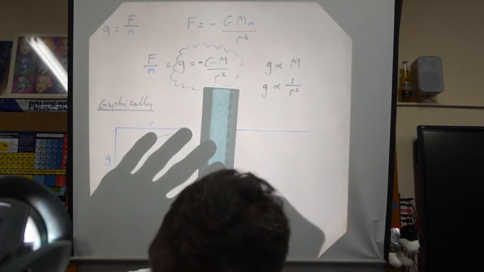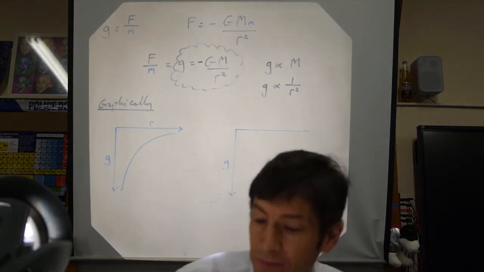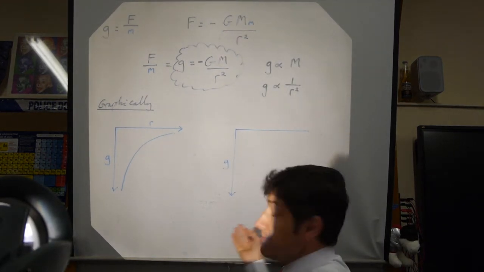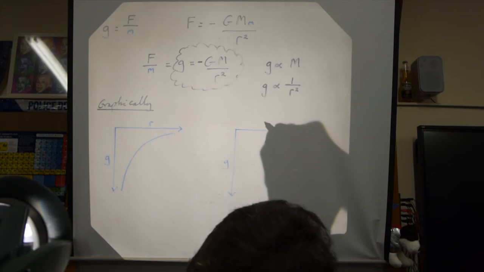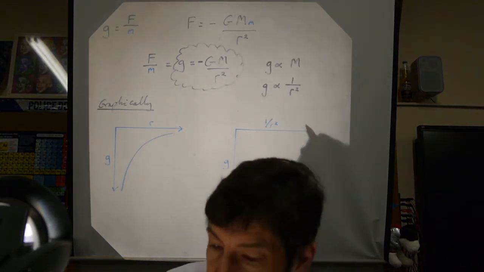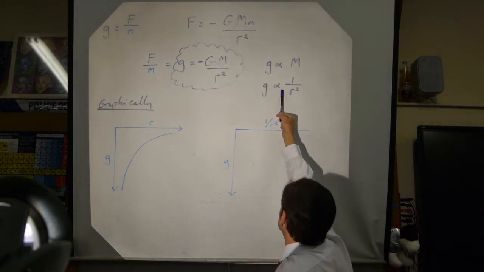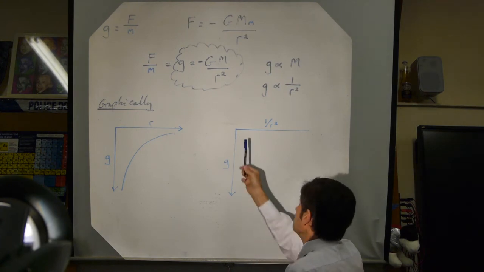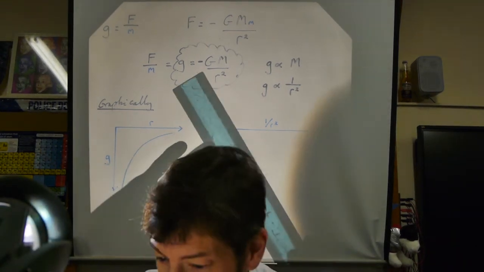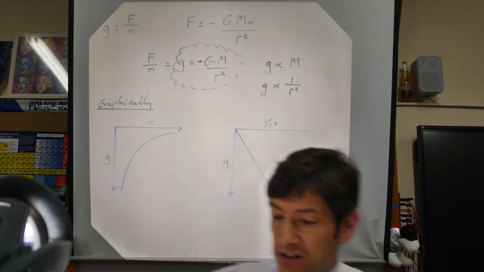Just get the axes in place. So here's our value of g. Negative again, remember. And if we take every value of 1 over r squared, you'll notice that g is equal to a constant times 1 over r squared, so it will give a straight line. So there's our straight line.